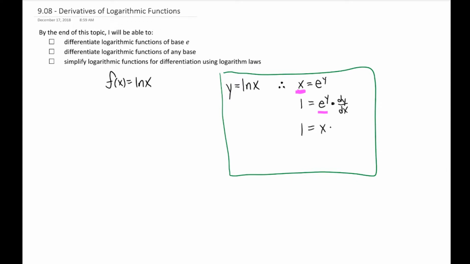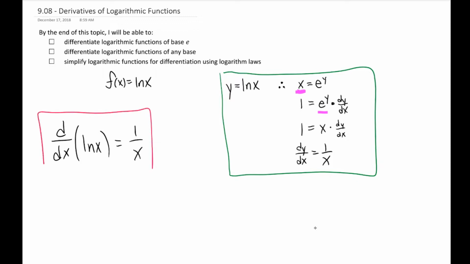1 equals x times dy by dx. And now if I just get dy by dx by itself, I get dy by dx is equal to 1 over x. And that's actually the derivative of ln x. So when I go to do the derivative of ln x, that's equal to 1 over x. And that is what would be in your formula booklet.